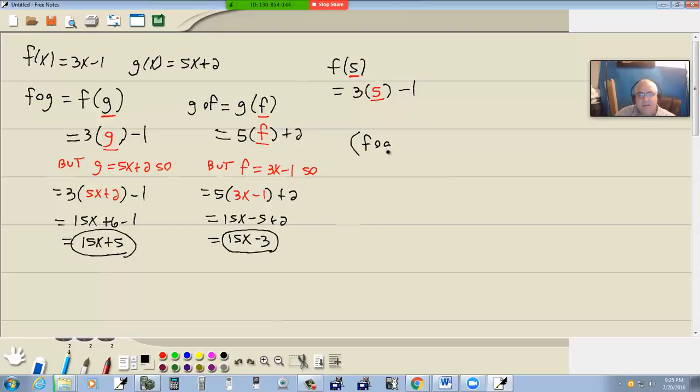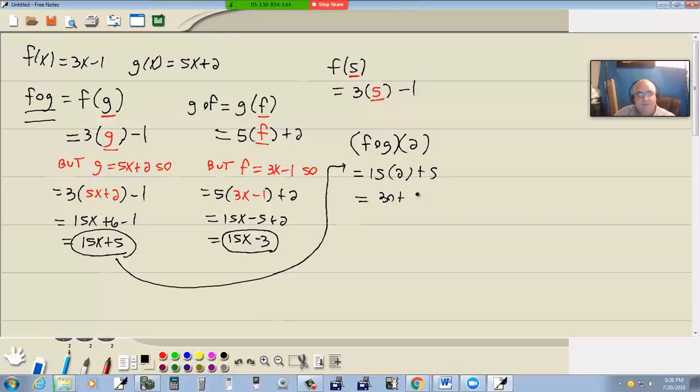Now notation. On some problems you may have something that looks like this. This does not mean multiplication. It doesn't mean you take the composition of f and g and you multiply it times 2. How you read this is, this first says find a composition of f and g. Well, that's what we did right here. We found a composition of f and g. It then says to plug 2 in for the x. So this is kind of a continuation of this over here. We'll put 2 in for the x, plus 5. 15 times 2 is 30, plus 5, which gives us 35.